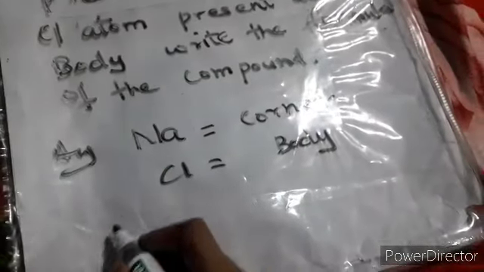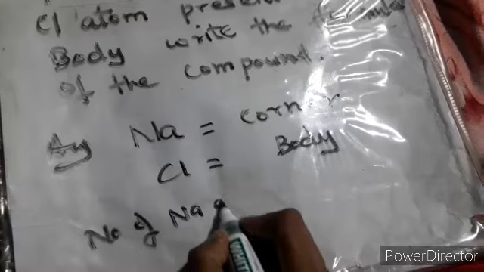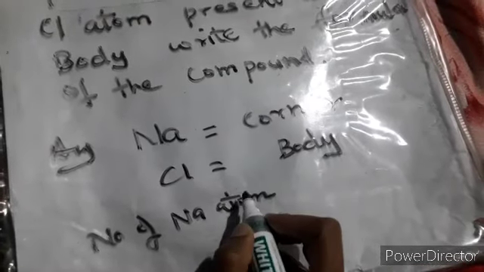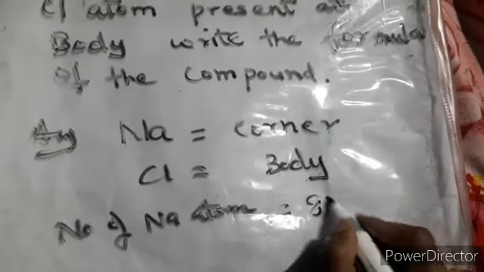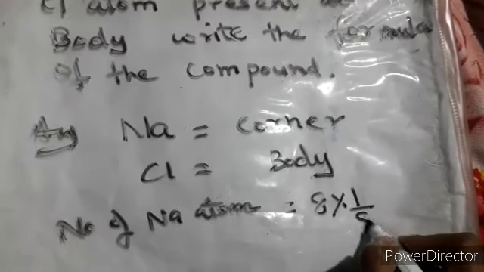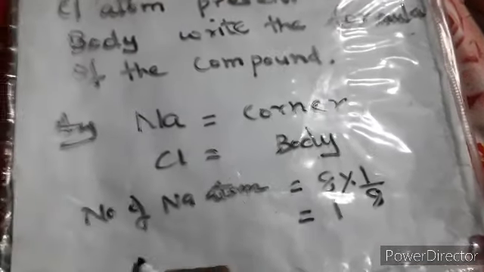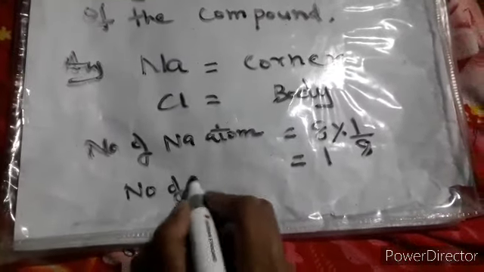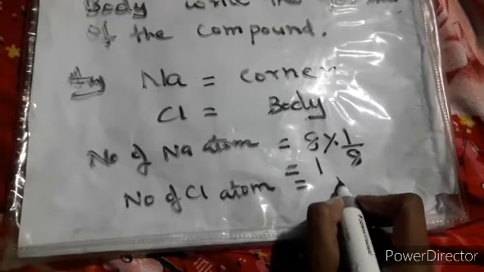Now we know that for the number of Na atoms, they can be ions also, they can write anything, whatever their choice. So you know that at the corners you have 8 atoms, and each contributes 1 by 8. You write down the formula, and over here you'll get the value 1. Then the number of Cl atoms present in the body is 1.